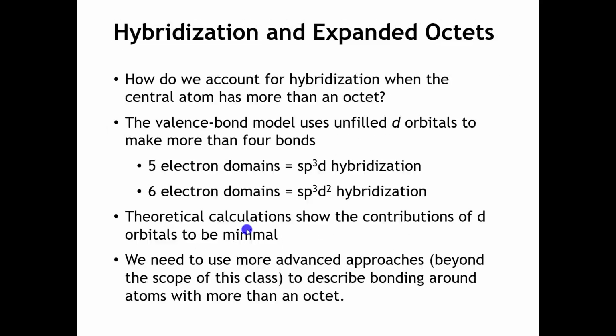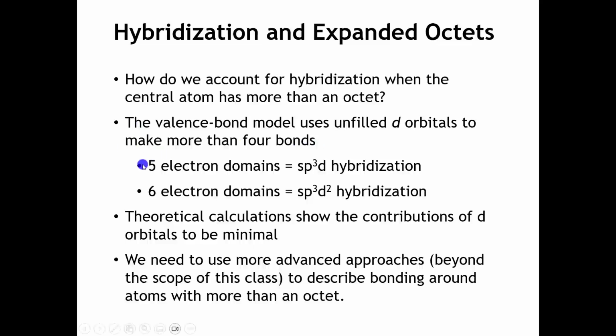Okay, before we leave hybrid orbitals, I want to say just a little bit about the situation with hybridization in molecules where we have a central atom that has more than an octet. Remember, we have these trigonal bipyramidal molecules with 5 electron domains. We have these octahedral molecules with 6 electron domains. How are we going to do that with just an s and 3 p orbitals? The answer is not very well. So what valence bond theory tends to assume is let's bring in the unfilled d orbitals from the same shell.